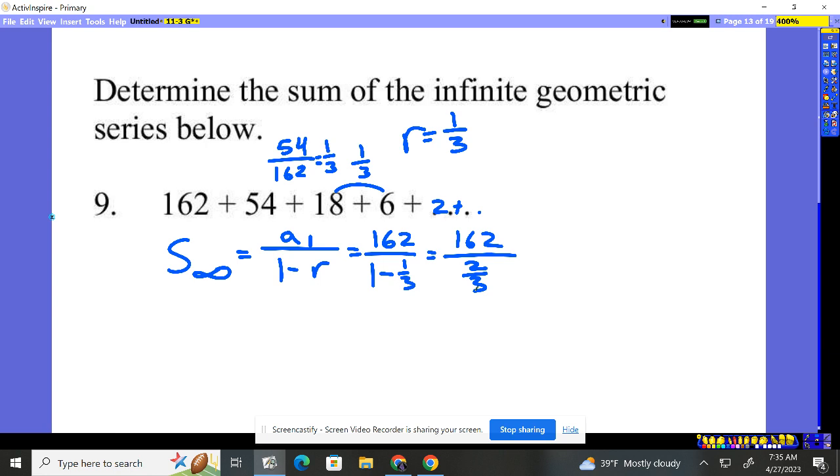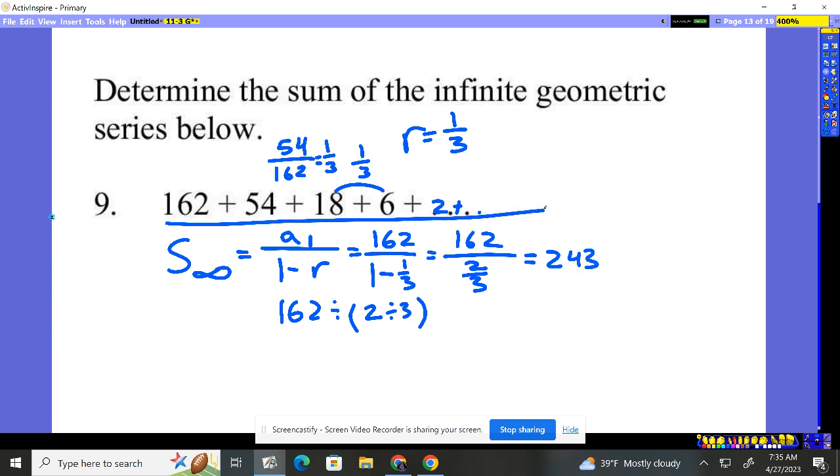Grab your calculator, do 162 divided by, and make sure you hit parentheses, 2 divided by 3. And just always make sure if you're dividing by a fraction, you do that, because you're probably using a TI-83 or something like that. You end up getting 243 when we do this. So all those terms, if we keep adding them up all the way forever, it's going to go right to 243.